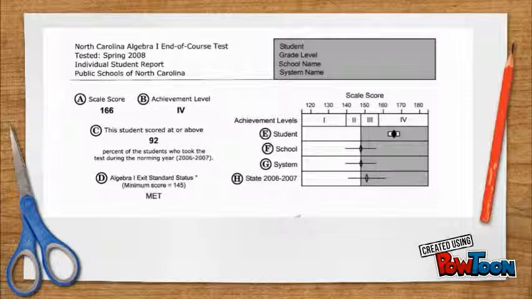We have an example of an individual student report. A is the scale score, B is the achievement level, and C is the percentile that your student scored in. And then on the right side of the page, we have a table that compares your students' achievement levels with the school, system, and then the state from last year's test.